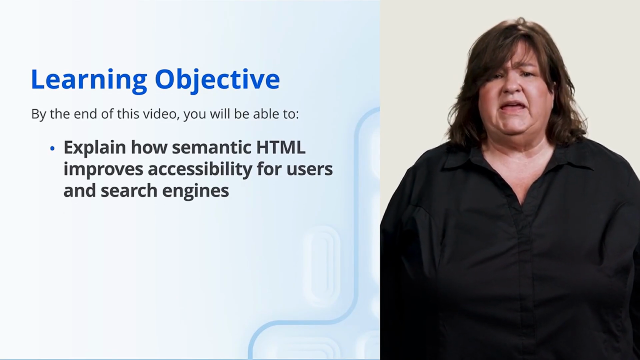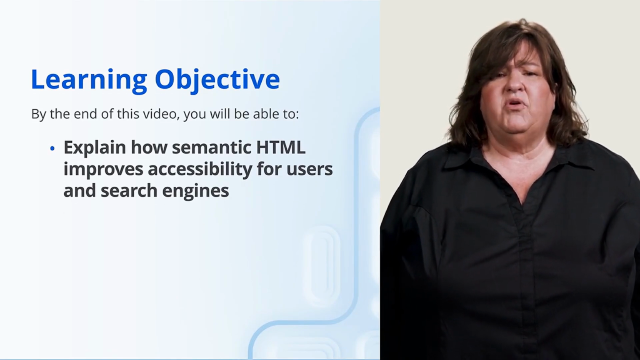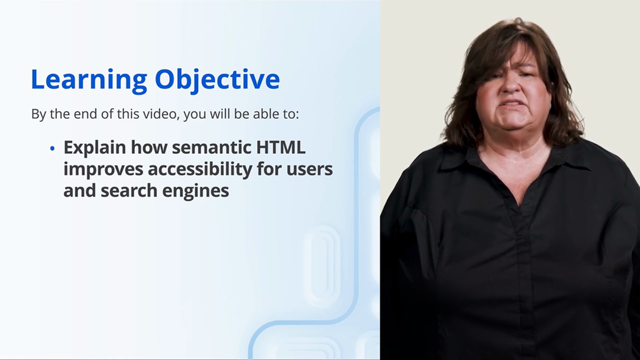Imagine a store where the aisles not only help you find products easily, but also ensure that everyone, including those with visual impairments, can navigate seamlessly. Similarly, semantic HTML ensures that web pages are not only well organized, but also accessible to all users and easily indexed by search engines. In this video, we will explain how semantic HTML improves accessibility for users and search engines.